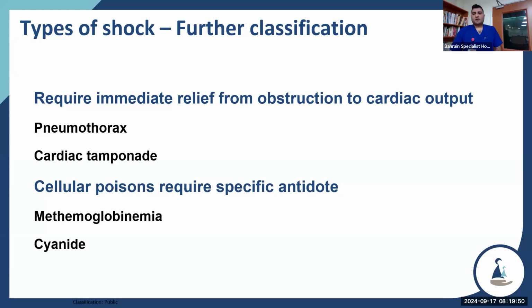Some causes require immediate relief from obstruction to cardiac output, in case of pneumothorax or cardiac tamponade. Cellular poisons require specific antidotes, for example, in case of methemoglobinemia and cyanide.